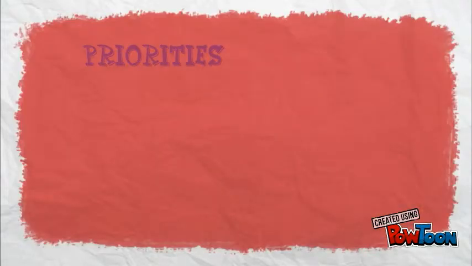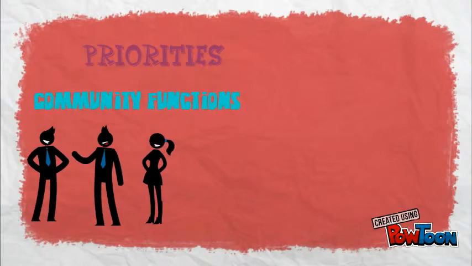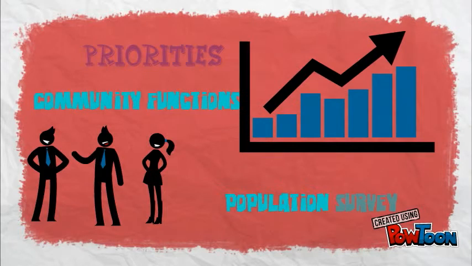In order to implement this framework, priorities need to be established. Among the priorities are holding community functions on the effects of substance abuse and inviting all expectant mothers to attend. A survey of the population must be given to establish a percent of the population who are substance dependent.